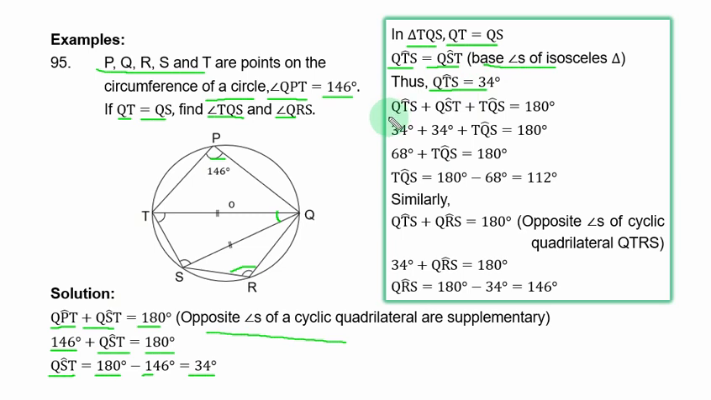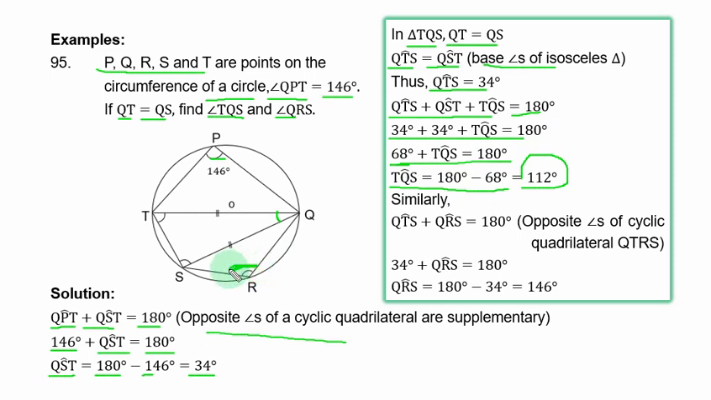In that triangle, if you add the three angles, the sum is equal to 180 degrees. You replace two of the known angles with what they stand for. You have this result. To get angle TQS, you have to transfer this value to the right hand side. You have it in this form. And angle TQS becomes 112 degrees. Next thing is to get this angle.